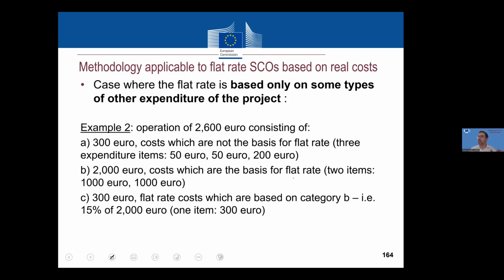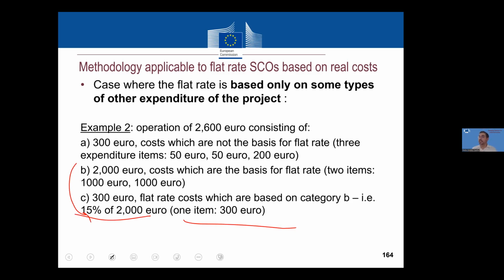I have an operation with an expenditure of 2,600 euros. And let me decompose it like this. 300 euros of costs, which are not at all a base for the flat rate. Imagine 3 items, one with 50 euros, another with 50 euros, and another one with 200 euros, 300 euros. Then I have 2,000 euros, which are the base for the flat rate. And in these 2,000 euros, imagine that I have 2 items, each one with 1,000 euros. And finally, I have 300 euros of flat rate costs, which are based on the 2,000 euros that we have mentioned here. And it's based on a flat rate of 15%. So 15% of 2,000 is 300 euros.